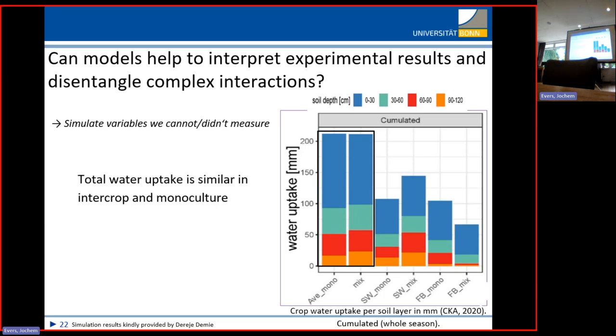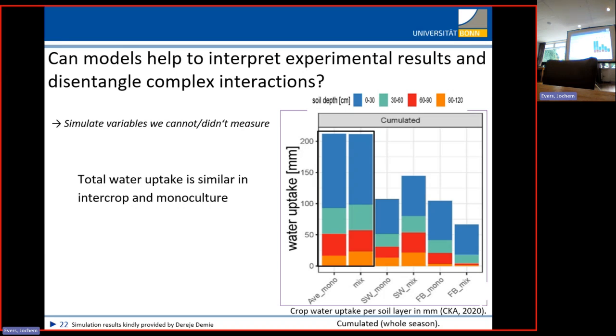So this is the accumulated simulated crop water uptake. Each of the bars, this is the average of the monocrops, so it's the expected water uptake, half of each monocrop. And this is the simulated uptake in the mixture. This is for the spring wheat in the monocrop, and this is spring wheat in the mixture. Fava bean in the monocrop, fava bean in the mixture. And the colors are the soil layers. So blue is topsoil, 0 to 30, then green is 30 to 60, blue is 60 to 90, and orange is then 90 to 120 centimeters.